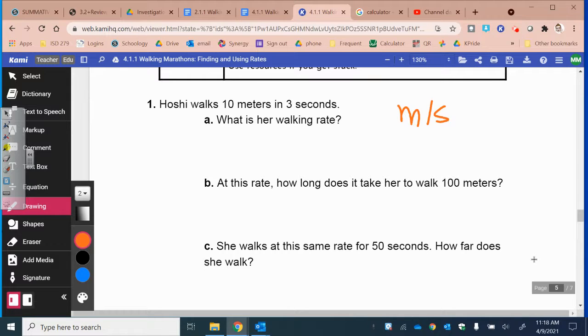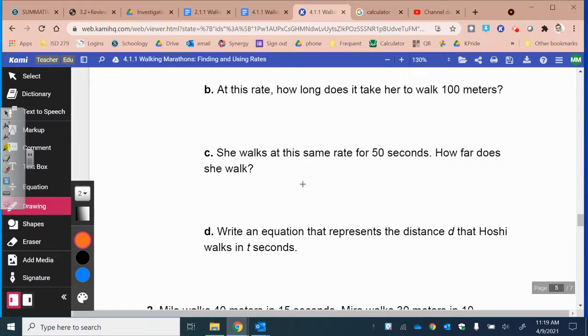And then you're going to repeat very similar things to what you just did in the problems in part B. So it says, at this rate, how long does it take her to walk 100 meters? So you could use that proportion to set it up. You could also find another way to do this as well. You might be using multiplication or division, but take a look at it and see what you did in part B, and you'll be using the same idea here once you've found that walking rate. So you're going to need A to answer B here.